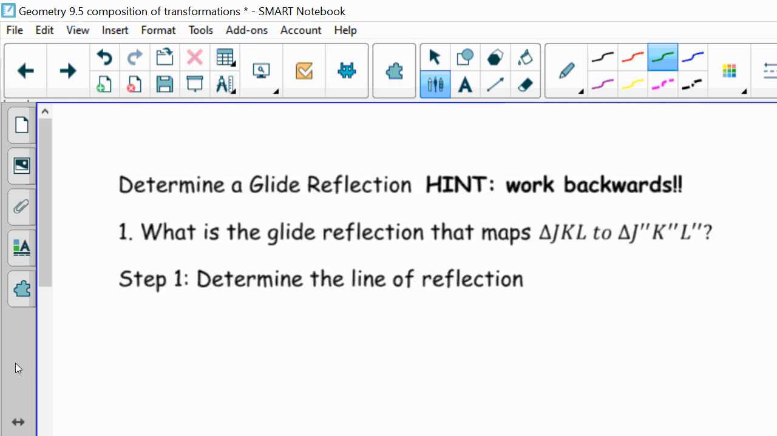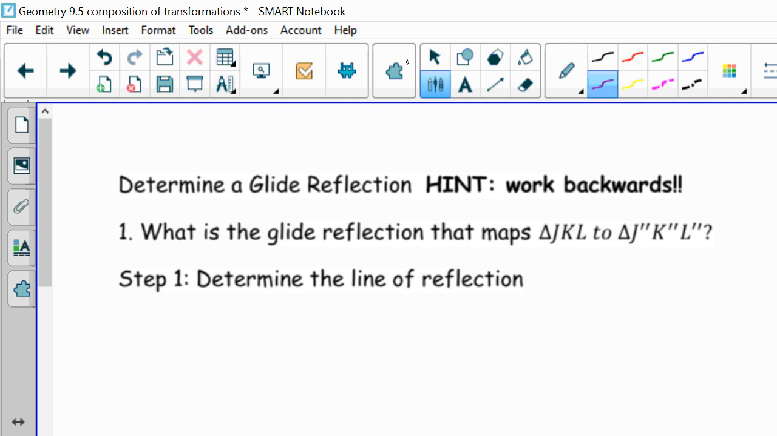Okay, so now we're going to flip it over. Now we're going to look at what is the glide reflection, okay? And our hint here is we want to work backwards. So it says, what is the glide reflection that maps triangle JKL to triangle J double prime, K double prime, and L double prime? So remember, a glide reflection is where I have a translation, then a reflection.